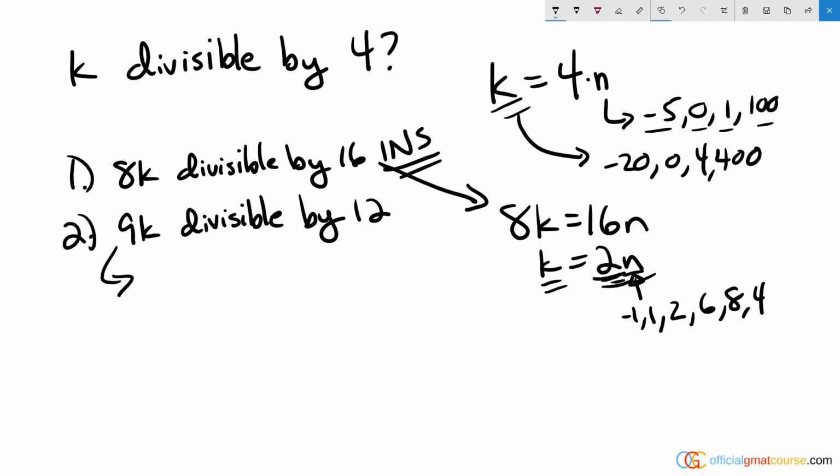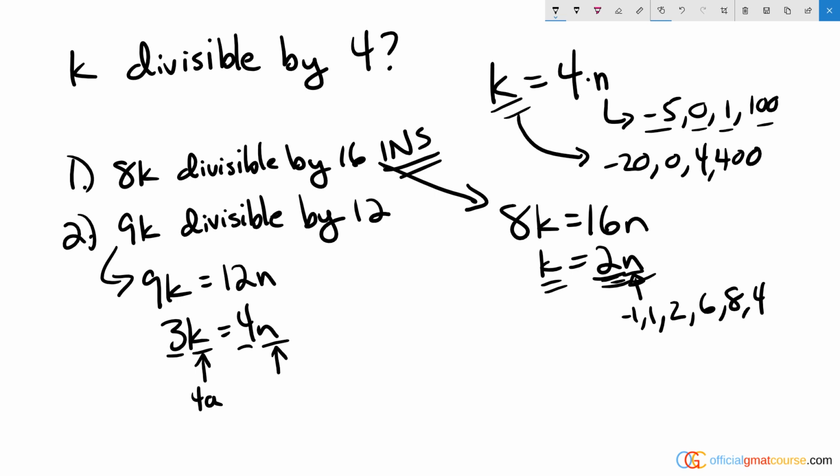Statement 2 gives us 9k is divisible by 12, which means 9k is a multiple of 12. And the way to look at this is to try to simplify it again. Divide both sides by 3, we get 3k equals 4n. If 3 times a whole number is equal to 4 times a whole number, that means that k must be a multiple of 4 and n must be a multiple of 3. So k could be 4a, where a represents a whole number, and n could be 3a, in which case we'd get 12a on both sides.